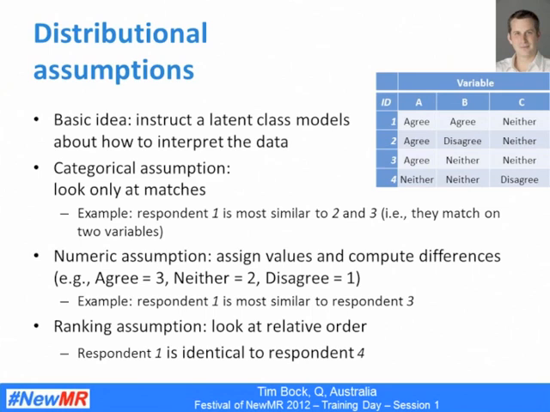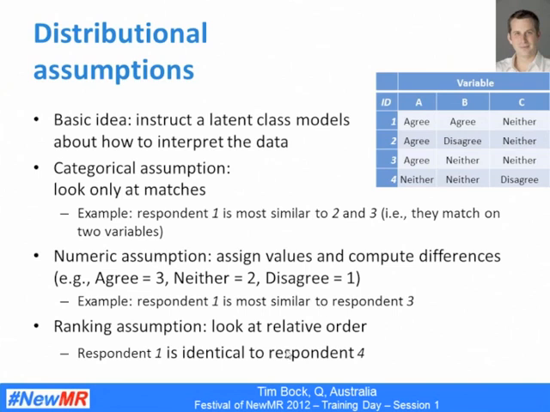An alternative assumption is to treat the data as numeric, assigning values to each of the categories and computing differences. For example, we may assign a 3 to agree, a 2 to neither, and a 1 to disagree. If we do this, we find that respondents 1 and 2 have a difference of 2 between them, because they differ by 2 scale points on attribute B and nothing on A or C. Whereas respondent number 3 differs on only 1 scale point from respondent number 1, on attribute B, and consequently they're more similar to respondent 1.